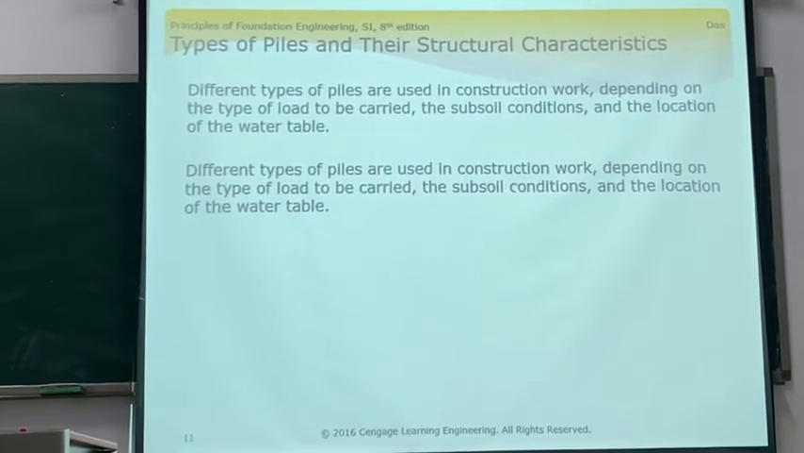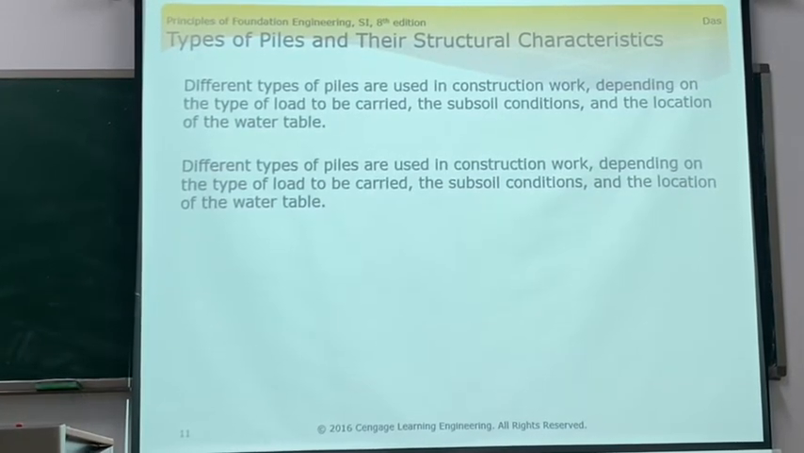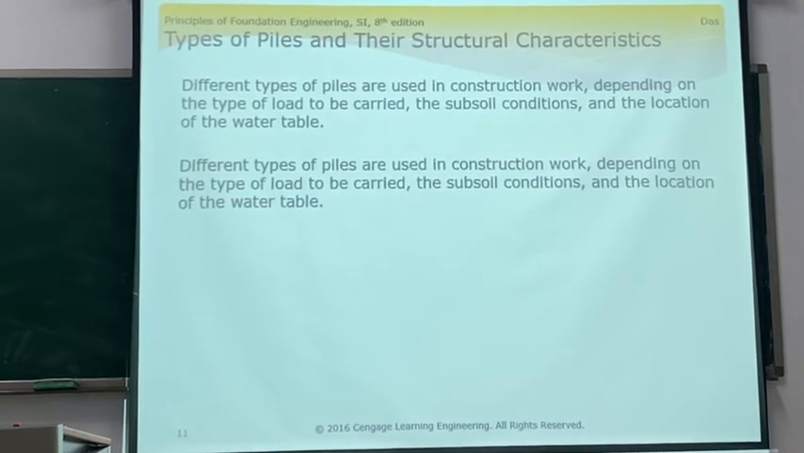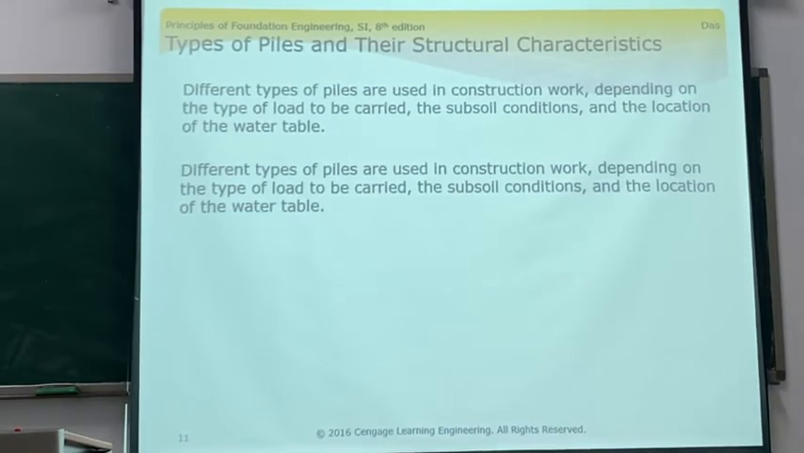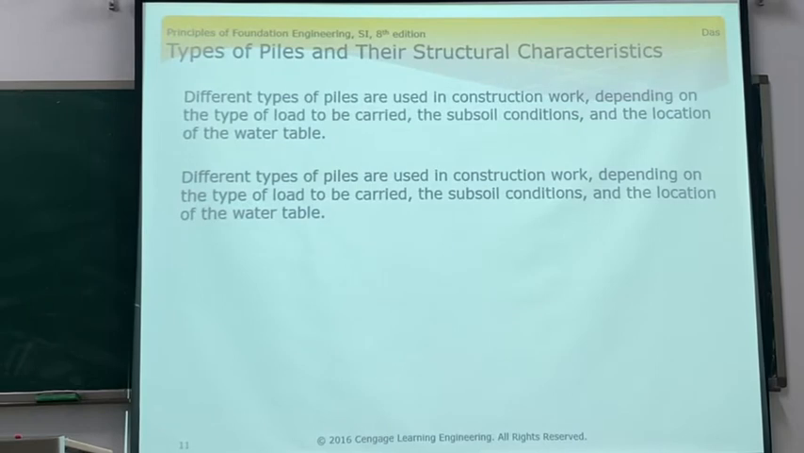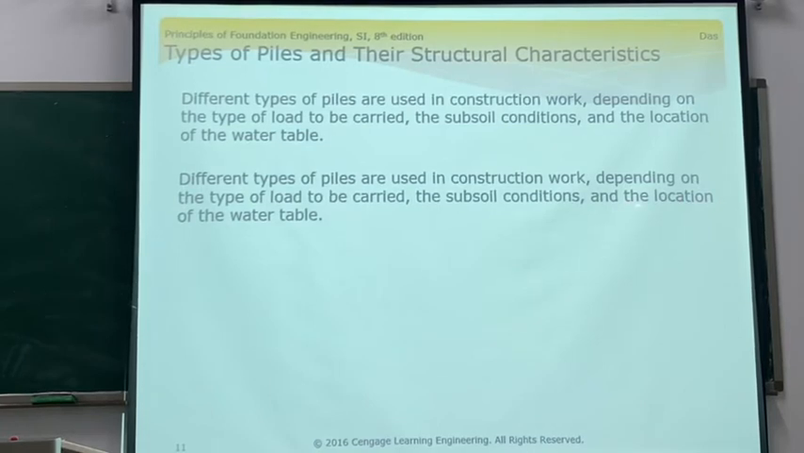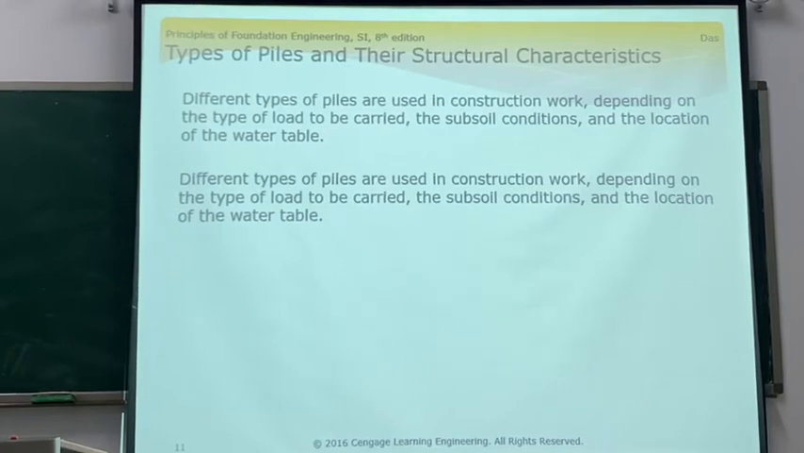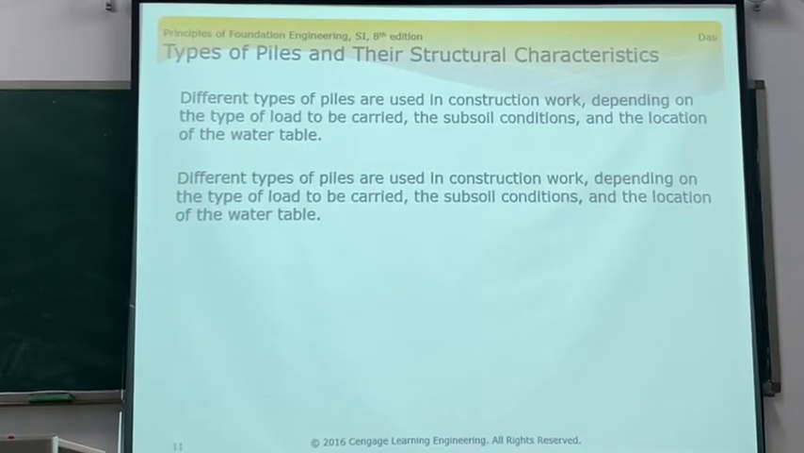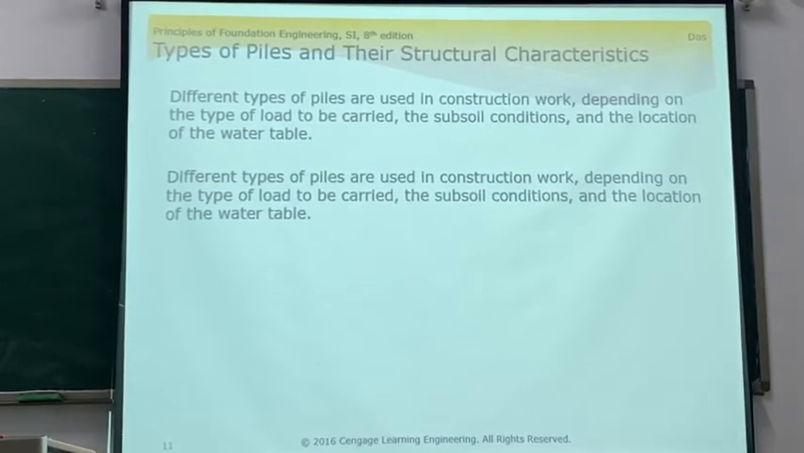And the subsoil condition, maybe it is soil, maybe it is sand, or maybe it is rock. So the choice of machine is based on the types of the soil. If the pile foundation is nearby the water table, we have to construct or build a dam to keep the water out, keep the water away.